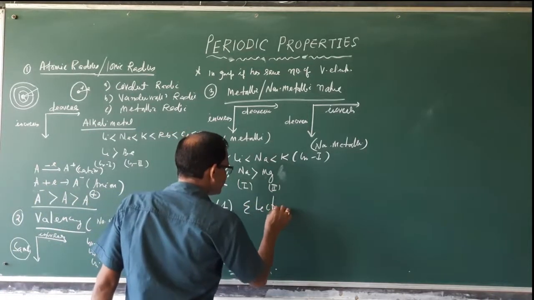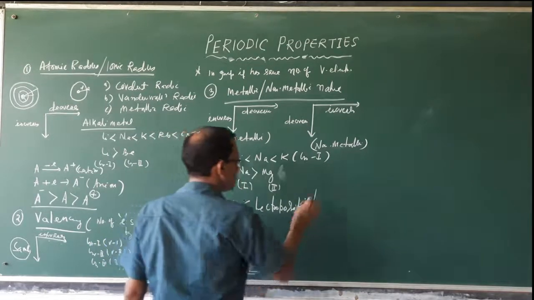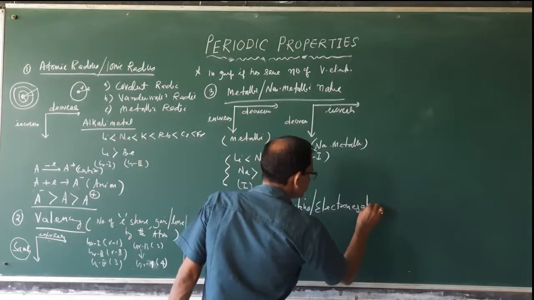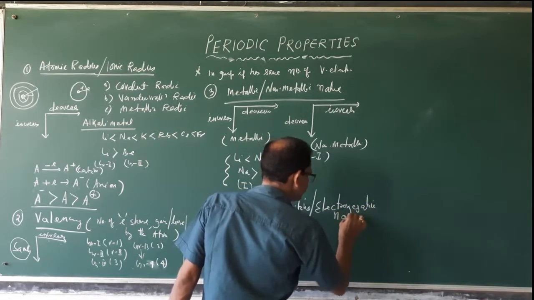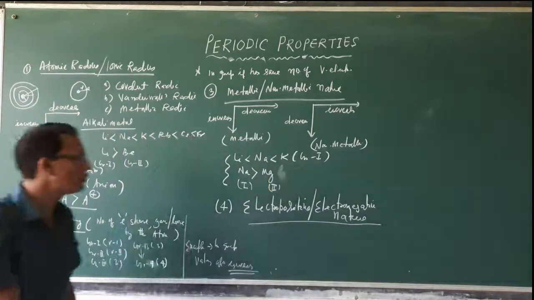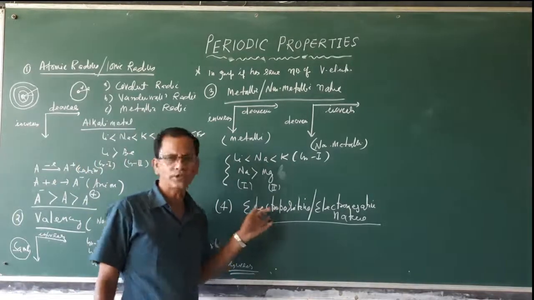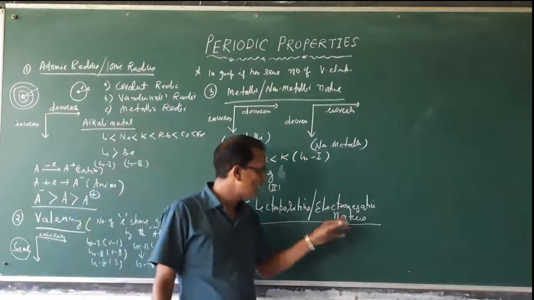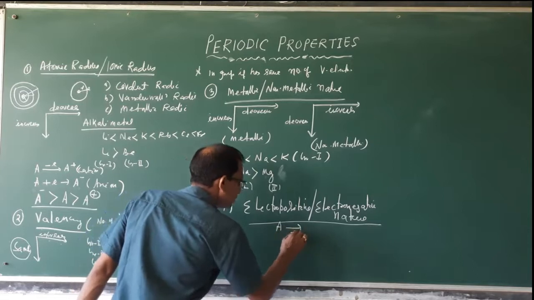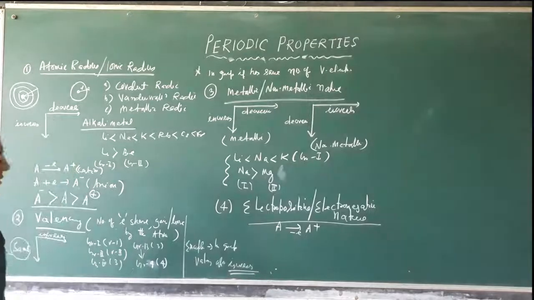Electropositive and electronegative nature. Electropositive means the tendency to lose electrons. The tendency to gain electrons is called electronegative. When an atom loses electrons, it becomes a cation. This tendency is called electropositive character.